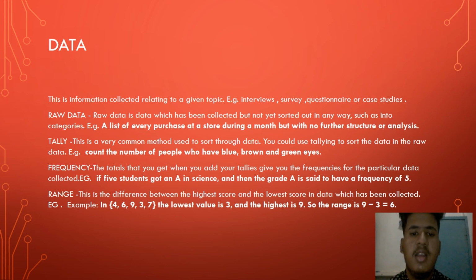Example: if 5 students got an A grade in science, then the grade A is said to have a frequency of 5. Range is the difference between the highest and lowest score in the data which has been collected. Example: the numbers 4, 6, 9, 3, and 7 are given. The lowest is 3 and the highest is 9. So the range is 9 minus 3, which is 6.